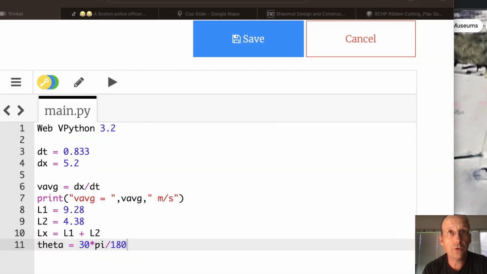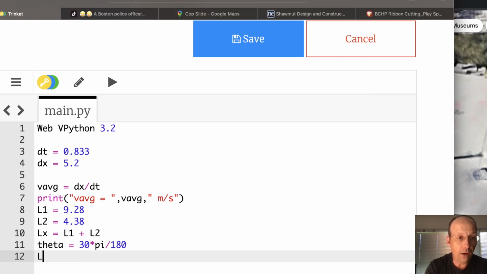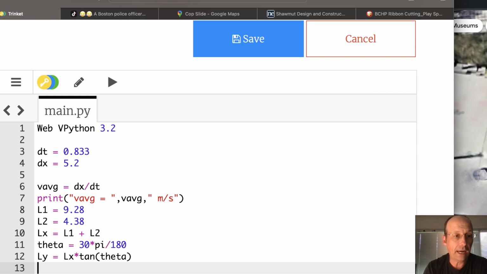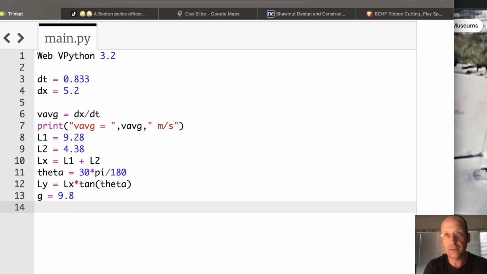Switching back to the computer, let's calculate Ly. Ly is going to be equal to the Lx times tangent of theta. You can print that if you want to, but it doesn't really matter. And I do want to calculate V2, this is called V2 max. This is the maximum velocity. Oh, I need g. g equals 9.8. I'm leaving off the units because they're just a comment.